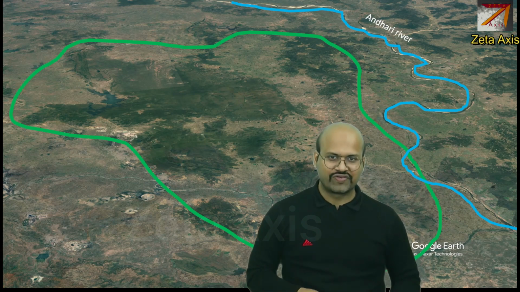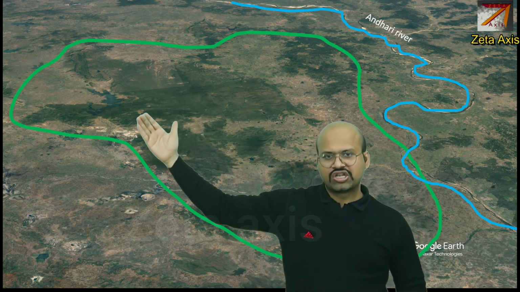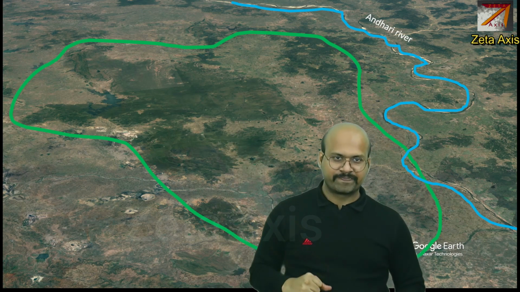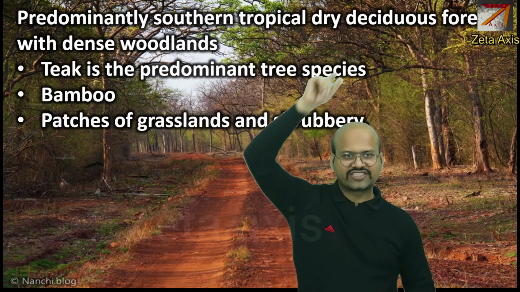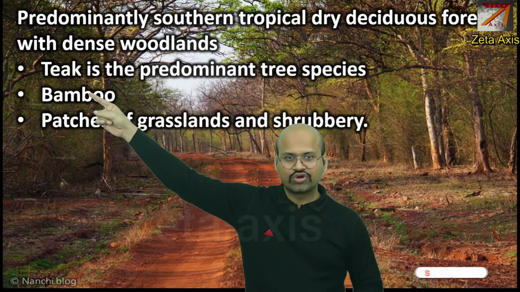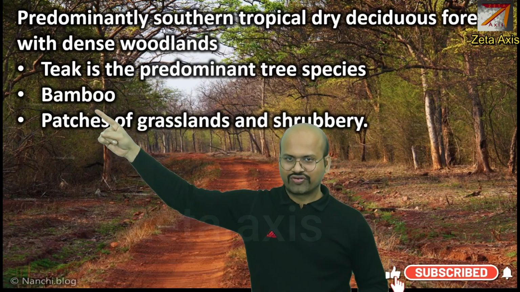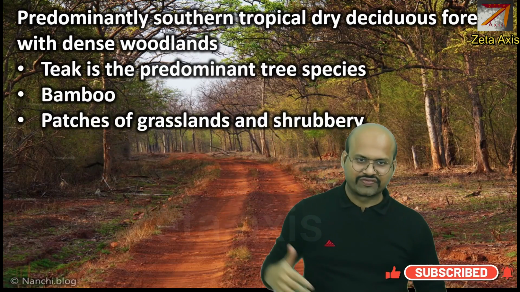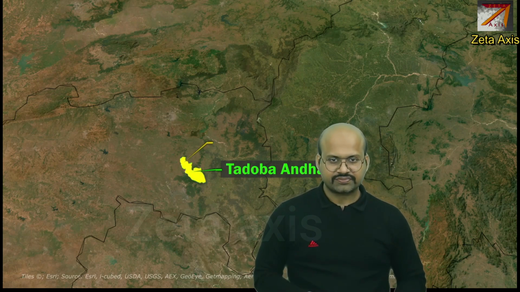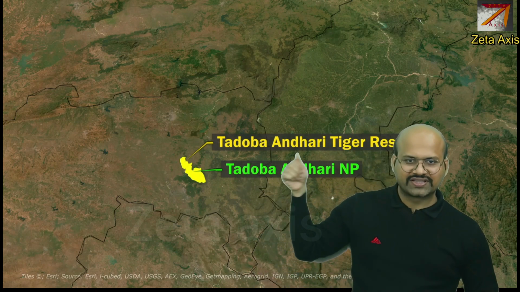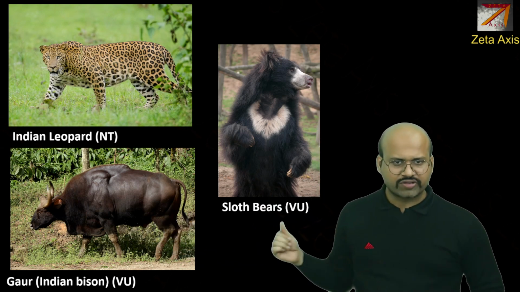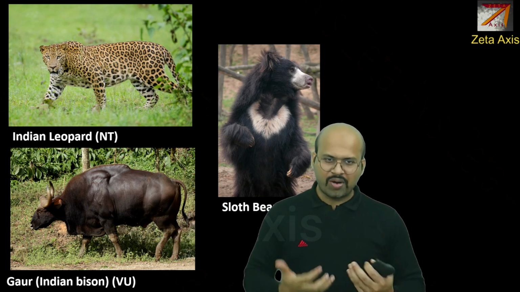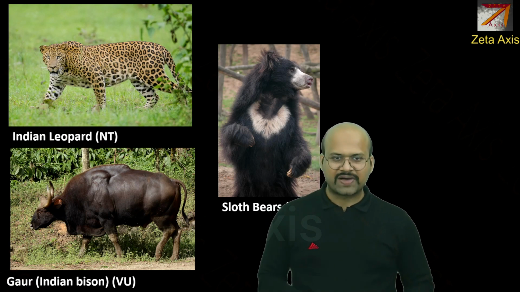This is the satellite view, where we can see that there are very few mountains and mostly it is plain area. The Andhari River flows through it. The region has predominantly tropical dry deciduous forest, and teak is the most important tree, and bamboo is also found over here. There are patches of grasslands within the Tadoba Andhari National Park. This Tadoba Andhari National Park is part of Tadoba Andhari Tiger Reserve under Project Tiger. The important animals found here are Indian leopard, gaur or Indian bison, and sloth bears. So you have seen that these are the common animals living across the national parks in Maharashtra.